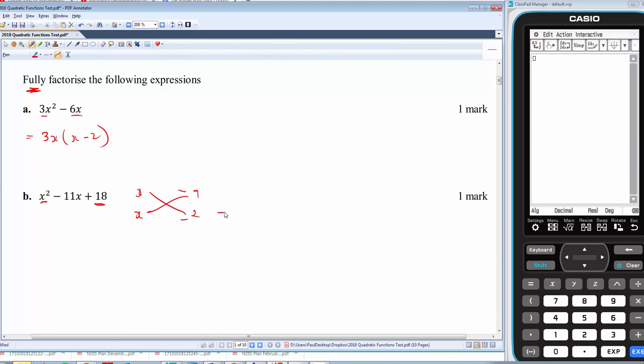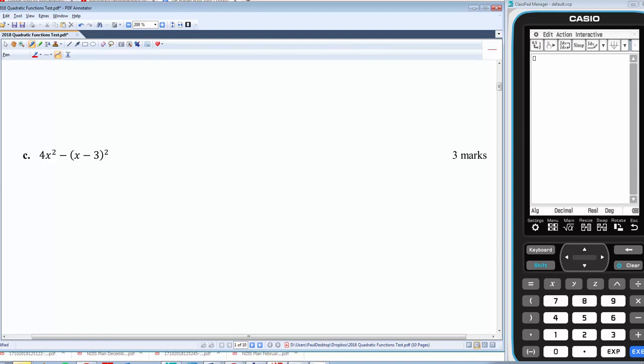Let's just test it. We've got negative 2x there, and we've got negative 9x there. When they get added together, we've got negative 11x. So let's put this into the binomial product: (x - 9)(x - 2).